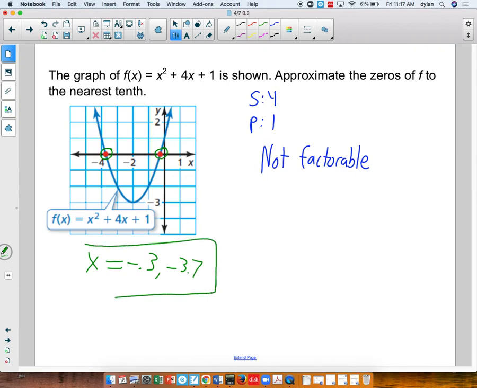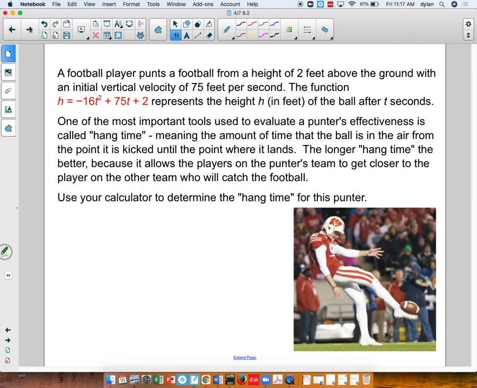Notice that although it was not factorable, we do have solutions. And in our future lessons, we're going to learn how to find these solutions algebraically as well. So let's look at a final example here. This is sort of more of a word problem scenario.